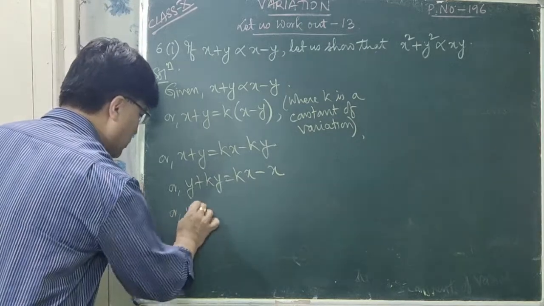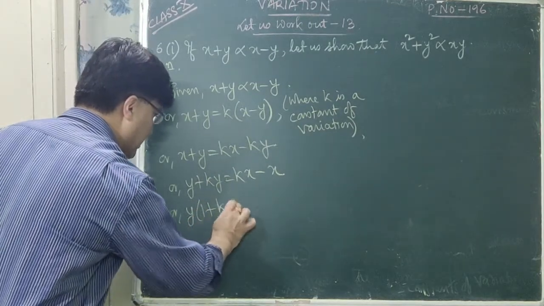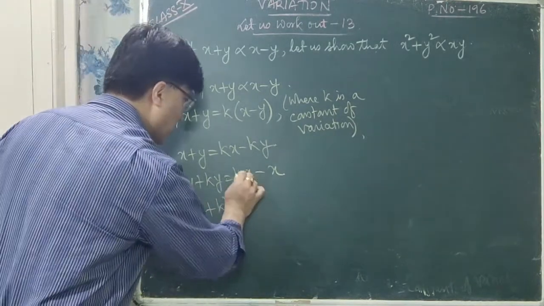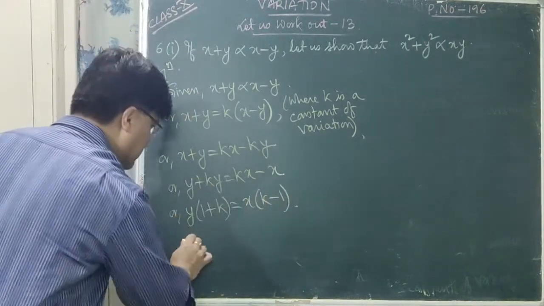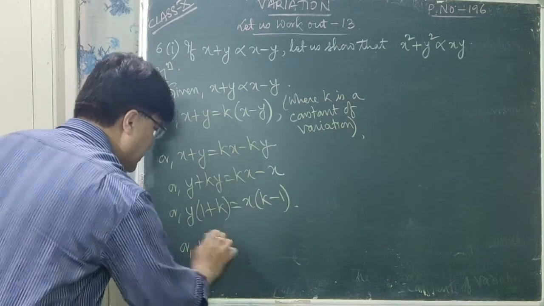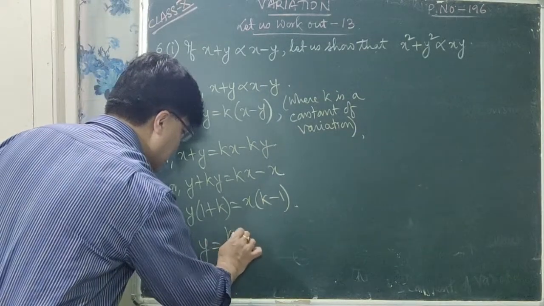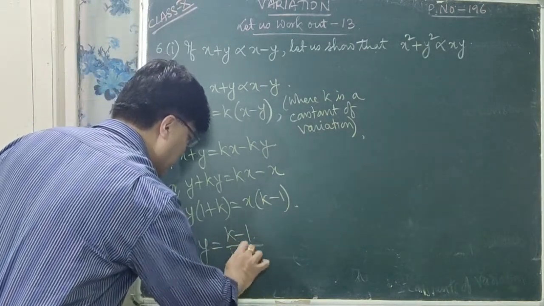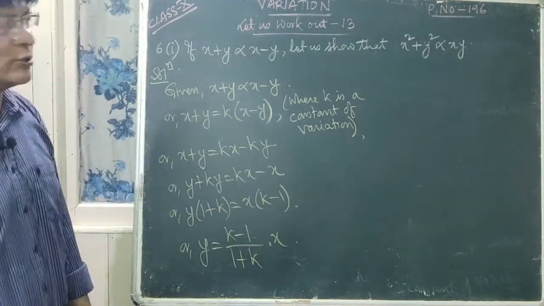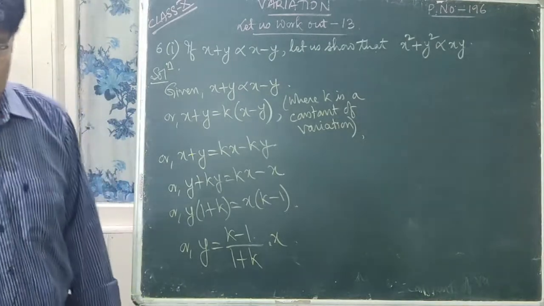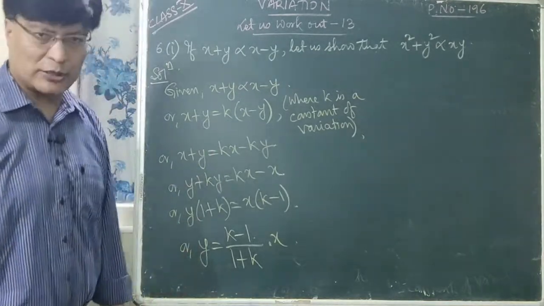So what is common here? y within bracket 1 plus k is equal to, here what is common? x within bracket we have k minus 1. Let us get the value for y. y is equal to, what is here? It is k minus 1 divided by 1 plus k into x. Is that clear to all of you? So I think you have understood this simplification.